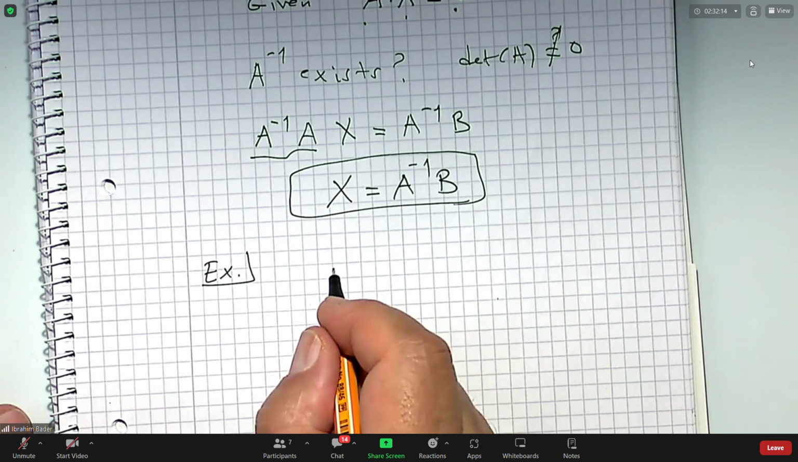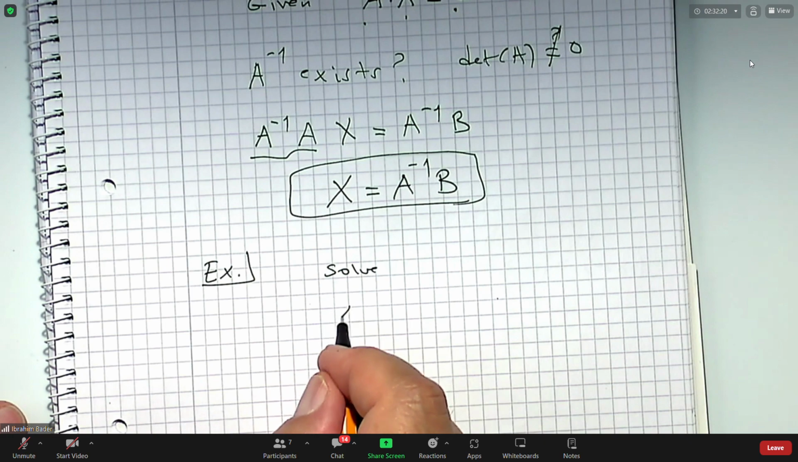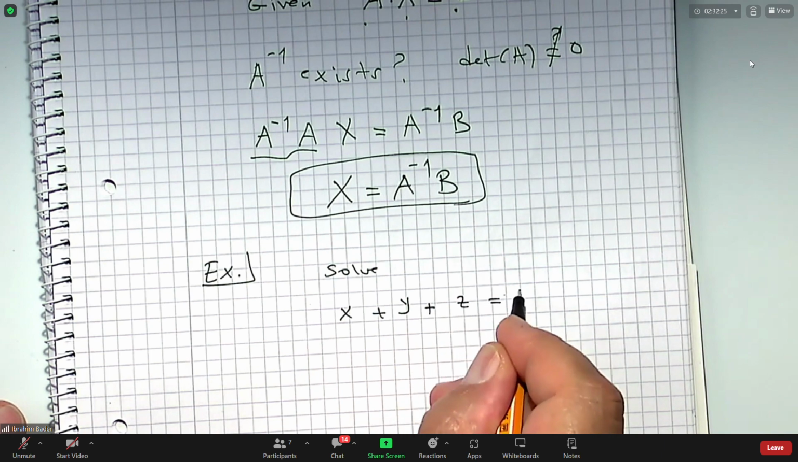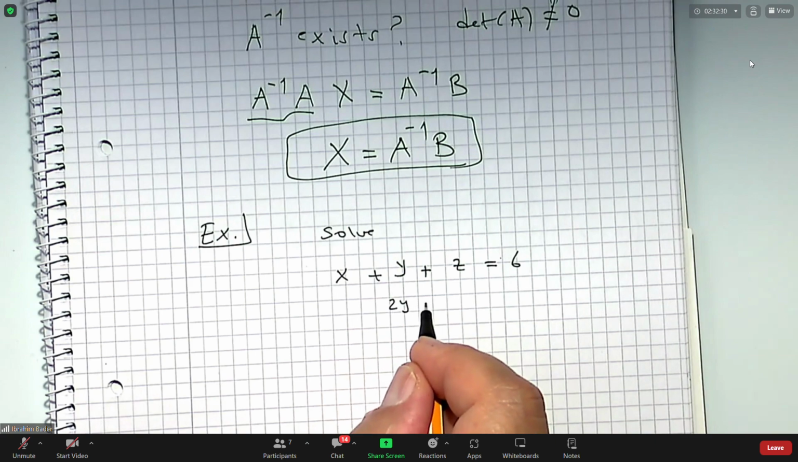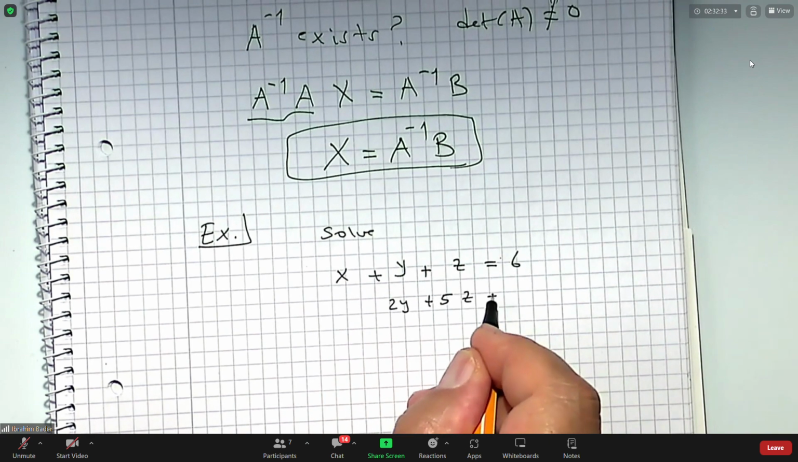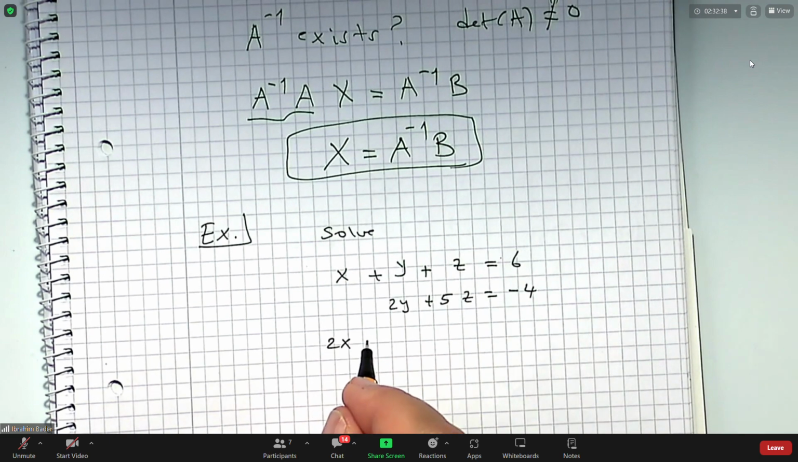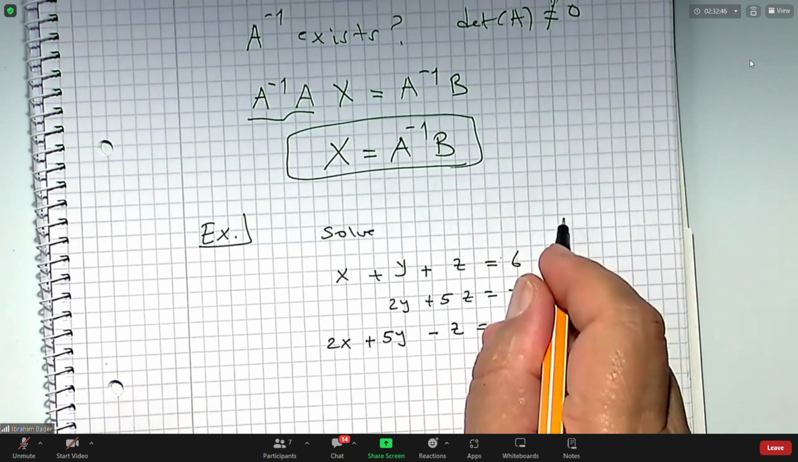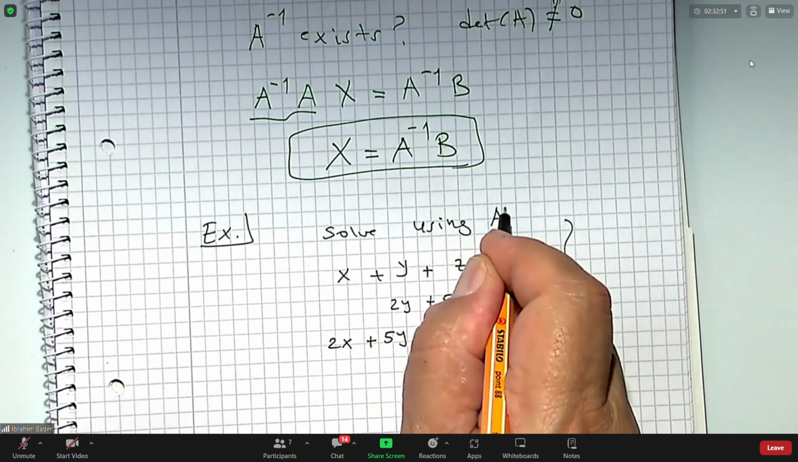Solve, of course, using this system, using A inverse. X plus Y plus Z is equal to 6. The second equation has no X: 2Y plus 5Z equals -4. And the last one: 2X plus 5Y minus Z is equal to 27. So this is my linear system, and I'm going to solve it using the A inverse method.